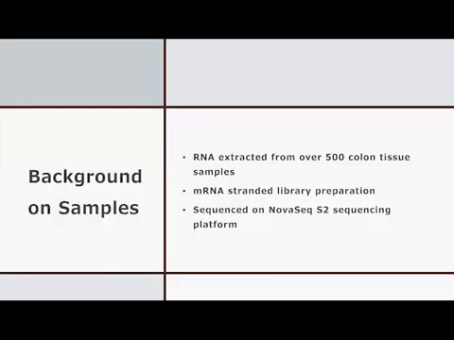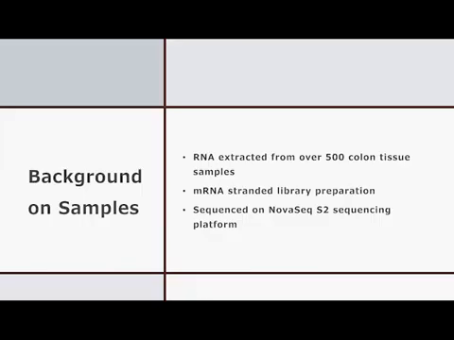So a little background on the samples. As I said, this is RNA extracted from over 500 colon tissue samples. To elaborate a little bit on the library preparation method, that was mRNA stranded library preparation, and they were sequenced on the NovaSeq S2 platform. The library preparation and the sequencing was completed at the high throughput sequencing facility, which is a sequencing core on campus. And then, of course, after completed sequencing, that was when I took over with the raw sequencing reads.